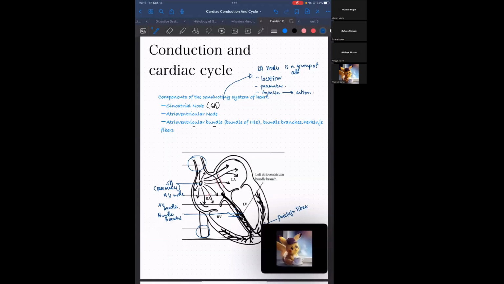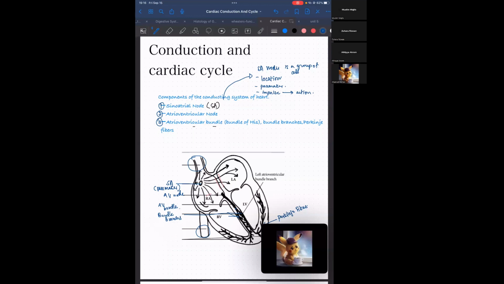All right. So the cardiac system has some components. Sorry, the conduction system of the cardiac cycle. A conduction system is like the electrical activity of the heart. It has some components in the heart. It is composed of the SA node, the AV node, and the AV bundle. The AV bundle further divides to form the bundle branches and Purkinje fibers.